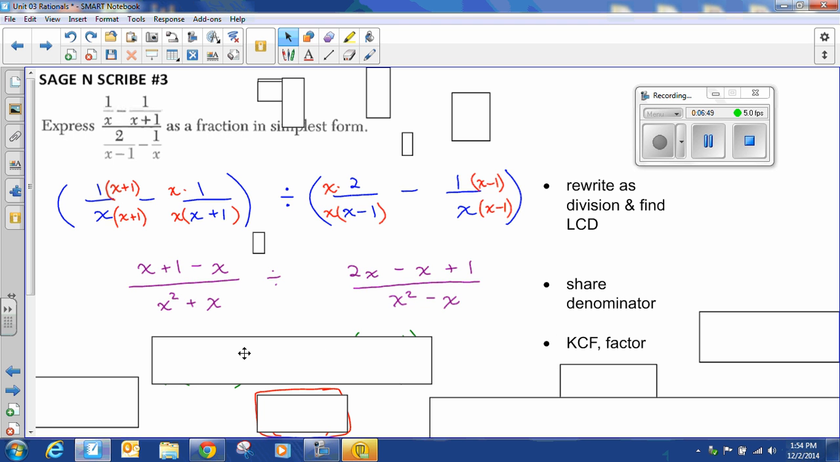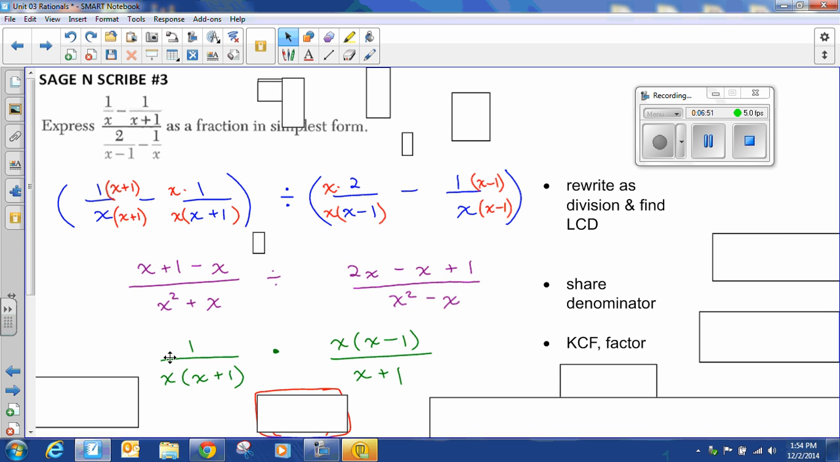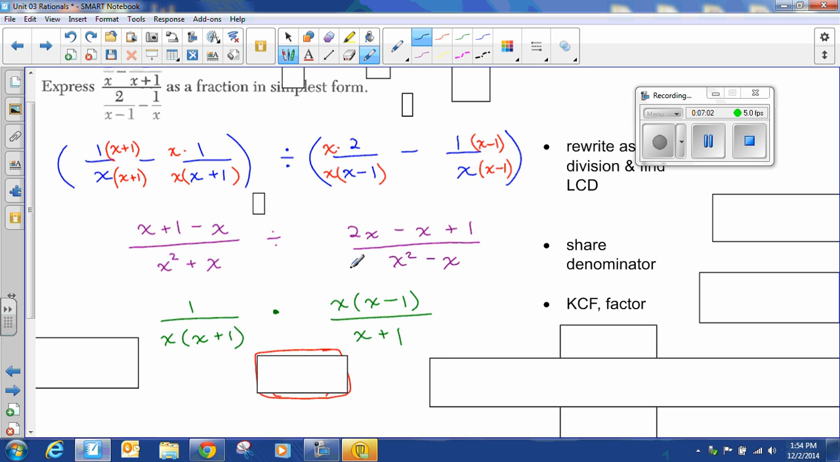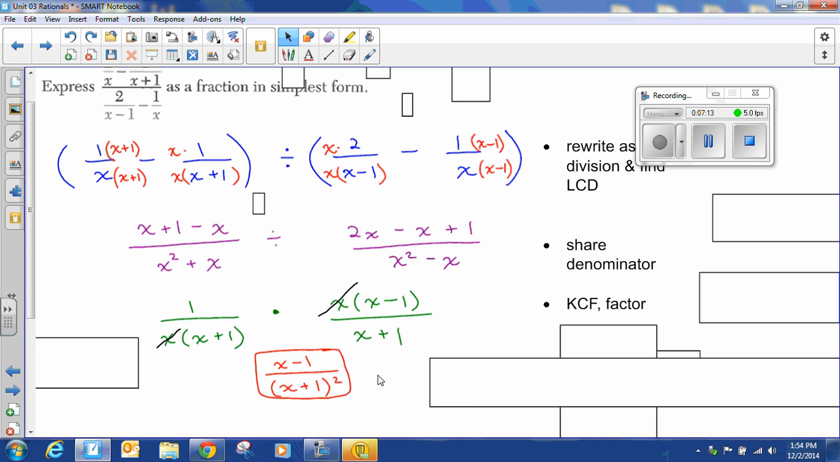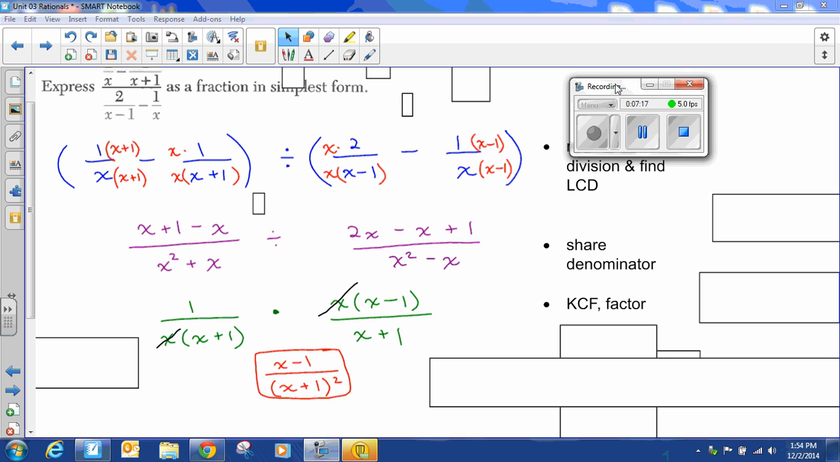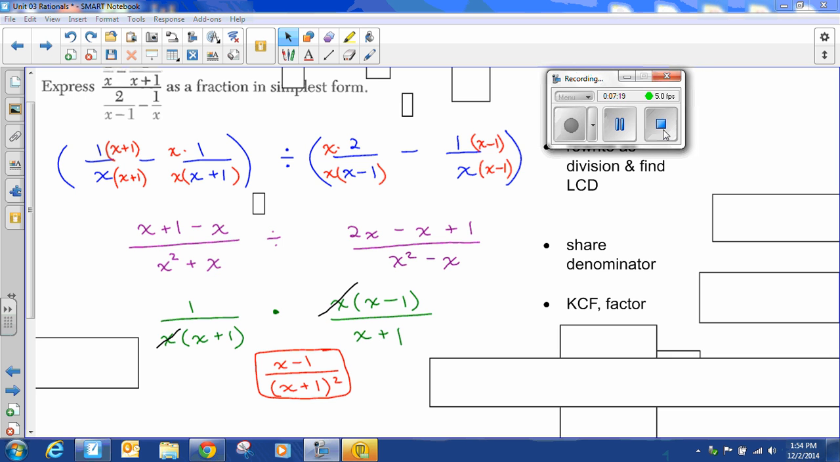Finally, let's keep, change, flip, and factor. So as you can see, the x squared plus x gets factored out of x, and the x squared minus x, we factor out of x as well. And conveniently, we will see that the x and the x cancel, but nothing else cancels. So the final expression is x minus 1 over x plus 1 quantity squared. There's the lesson. Best of luck to you.